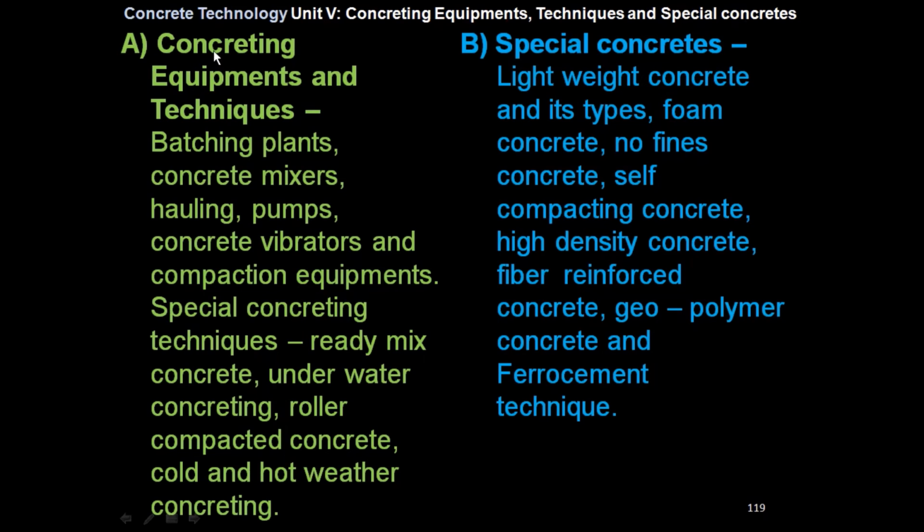It has part A, concreting equipment and techniques, which includes batching plant, concrete mixers, hauling, pumps, concrete vibrators and compaction techniques, special concreting techniques, ready mix concrete, underwater concreting, roller compacted concrete, cold and hot weather concreting. It also includes part B, special concrete. It includes lightweight concrete and its types, foam concrete, no fines concrete, self-compacting concrete, high density concrete, fiber reinforced concrete, geopolymer concrete, and ferrocement technique.